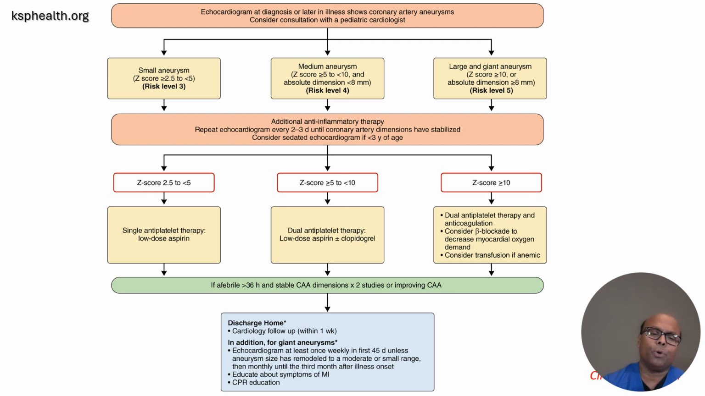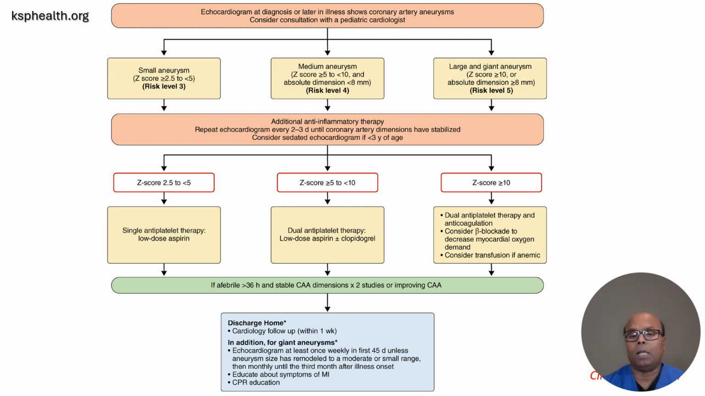So based on the Z-score, 2.5 to 5, single antiplatelet therapy is enough. When the Z-score is between 5 to 10, dual antiplatelet therapy is needed, like low-dose aspirin and Plavix. When the Z-score is more than 10, in addition to dual antiplatelet therapy, we need to start anticoagulation, consider beta blockade to decrease myocardial oxygen demand, and consider transfusion if the patient is anemic.